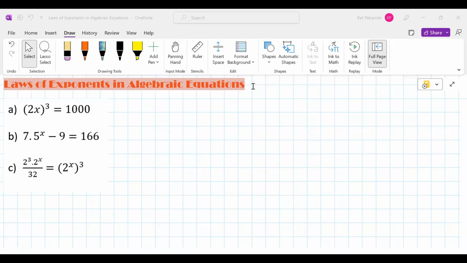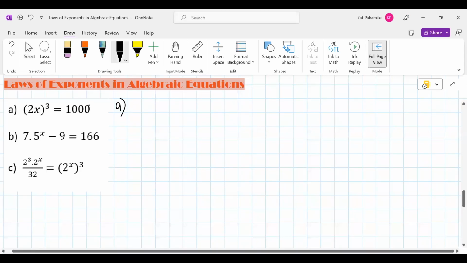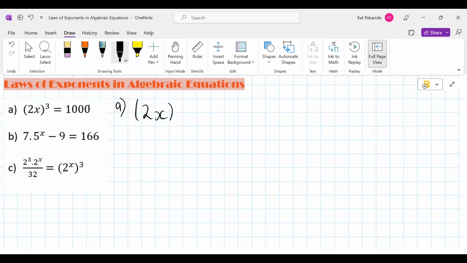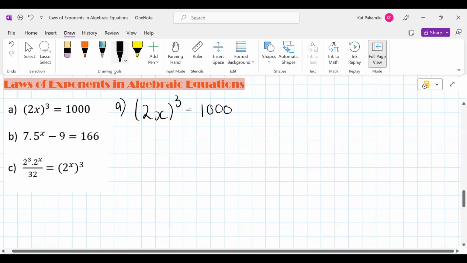Ma'am, I'll do A with you. Okay, let's go for it. The first thing we're going to do is cube root 1000, because on the other side, the cube root of (2x) to the power of 3 is 2x.